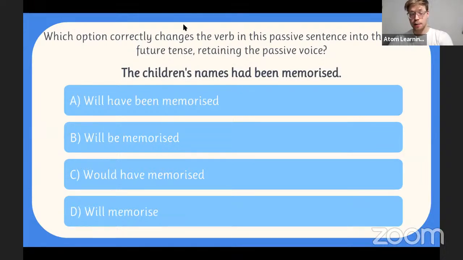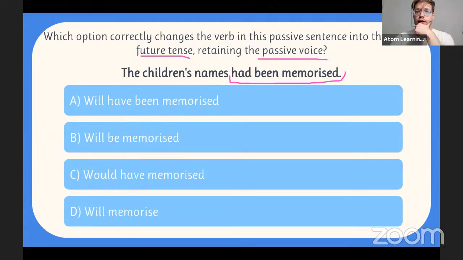Okay, well done. We've had about a minute. What I'll start doing is giving you some hints on how to answer. So the children's names had been memorized, okay? So we know that's the verb we're looking at, okay? And we want to turn it into the future tense and retain the passive voice, okay?